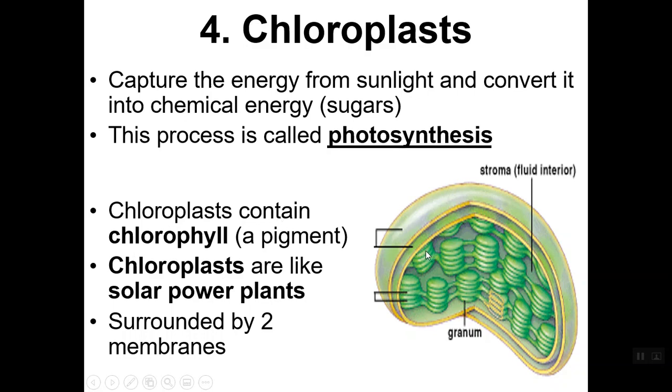Chloroplasts contain a pigment called chlorophyll that absorbs different wavelength colors of light. You can think of them like little solar power plants, whereas maybe the mitochondria is more like a factory, perhaps, or an electrical plant. This is like a solar electrical plant, a solar power plant.